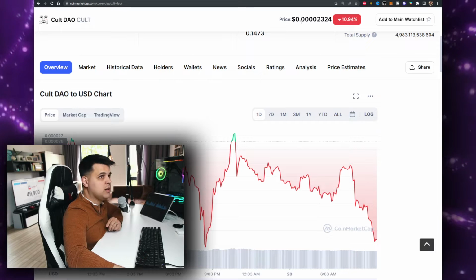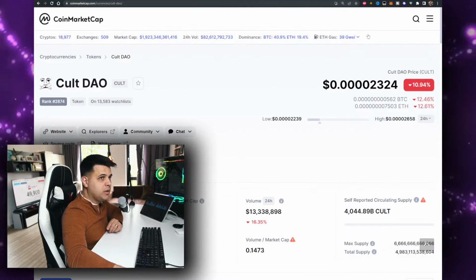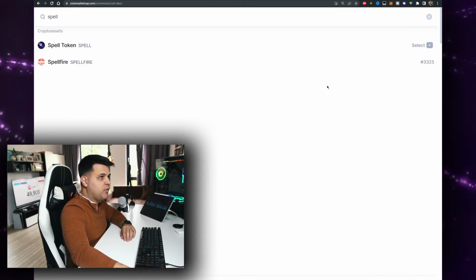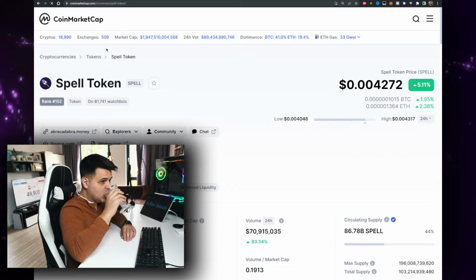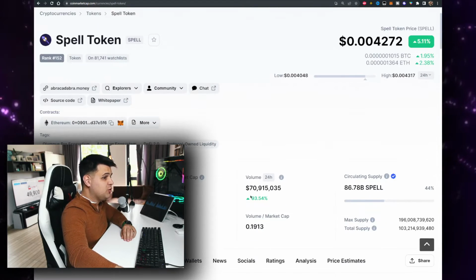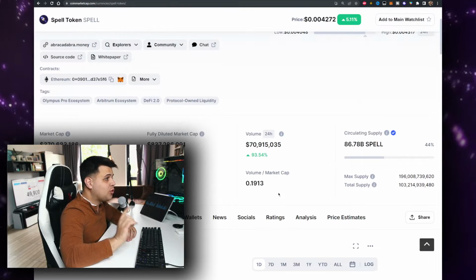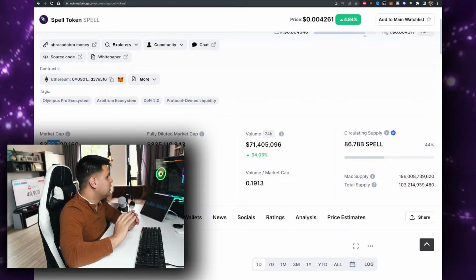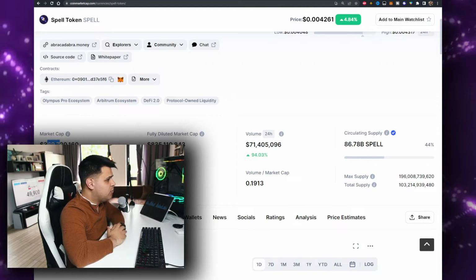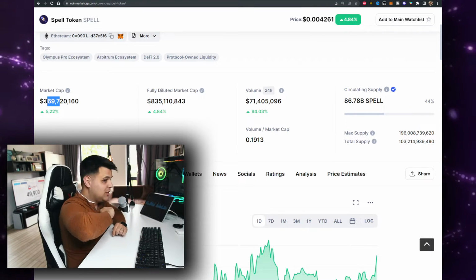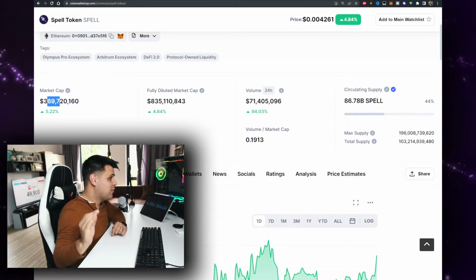I want to see how our volume is doing, because Spell Token is famous for having really good volume relative to market cap ratios. So when we go to Spell Token right here, it says that the volume is at 71 mil, which is a 93% increase. That's great, because the price didn't move that much. Market cap is 370 mil. That's 1 to 5, 1 to 6 ratio. That's like 16% volume to market cap ratio. That's really, really good. 94% volume increase.